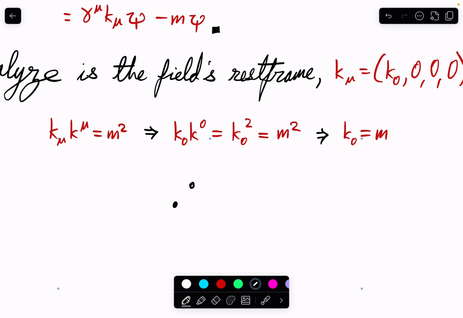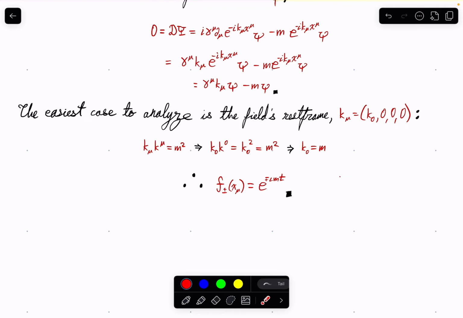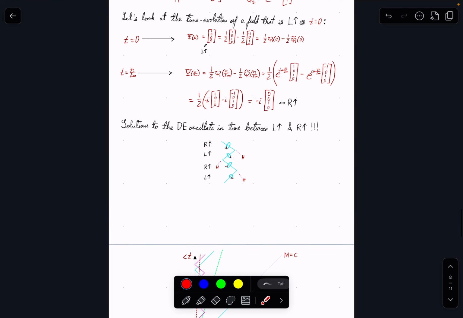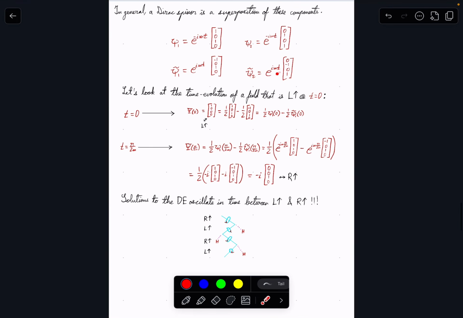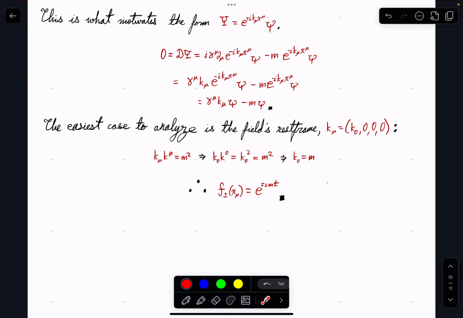And this means that the wave-like structure, f of plus or minus x mu, is equal to e to the minus or plus i m t. And this is actually the form that we were working with in the last video. So if you recall, when we were talking about solutions in the last video, they were dealing with i m t. And so we were actually dealing with rest frames.